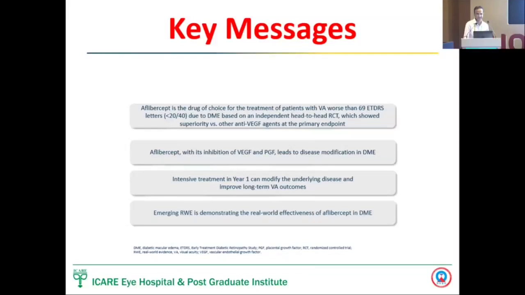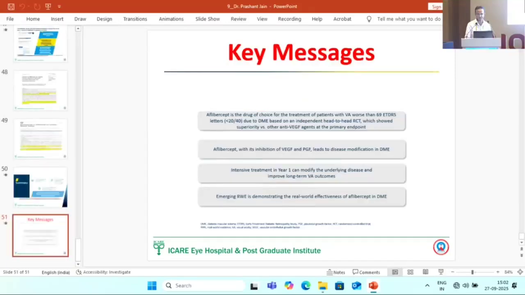So the key messages are: aflibercept is drug of choice for the treatment of patients with visual acuity worse than 69 ETDRS letters due to DME, based on an independent head-to-head RCT, which showed superiority versus other anti-VEGF agents at the primary endpoint. Aflibercept with intensive treatment in year 1 can modify the underlying disease and improve visual acuity outcome. And emerging real-world evidence is demonstrating the real-world effectiveness of aflibercept in DME. Thank you.